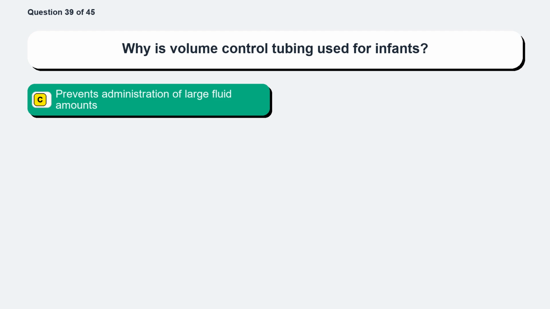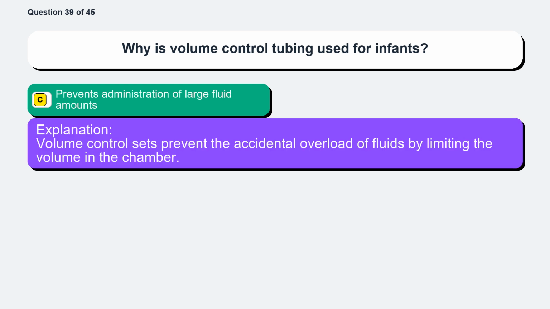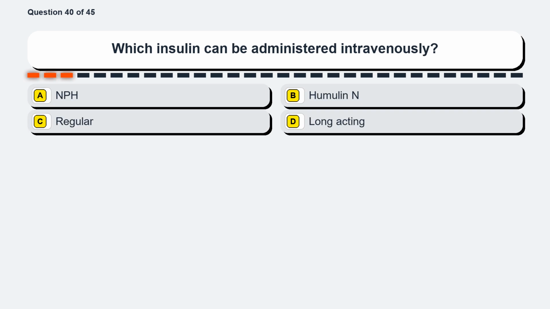The correct answer is option C. Prevents administration of large fluid amounts. Volume control sets prevent the accidental overload of fluids by limiting the volume in the chamber. Question 40. Which insulin can be administered intravenously? Option A, NPH. Option B, Humulin N. Option C, regular. Option D, long-acting.